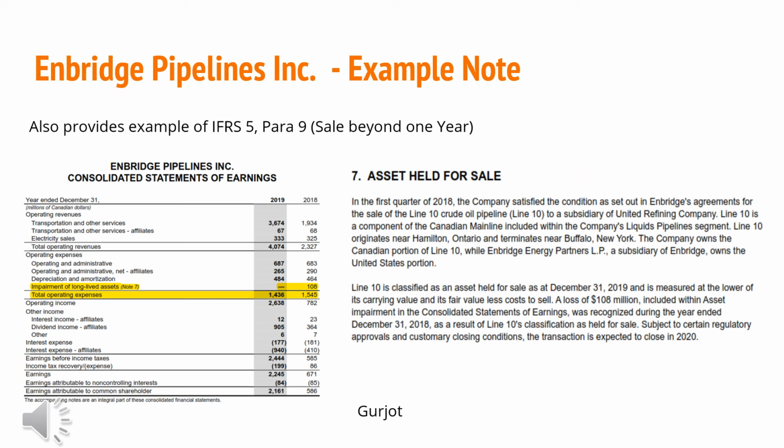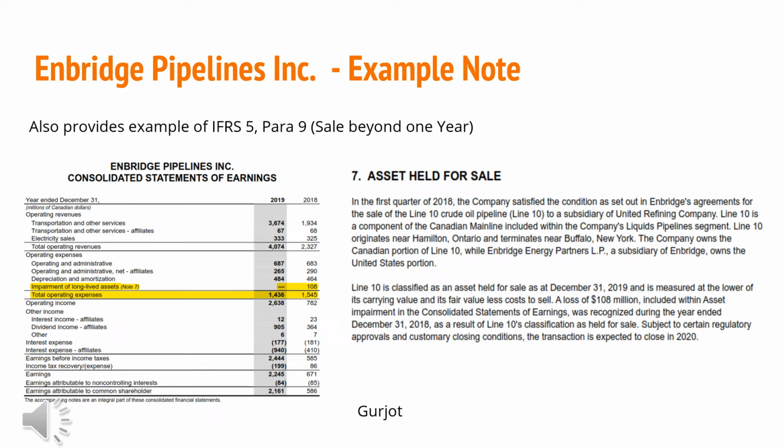This follows from the last slide, where the company recorded the assets held for sale in 2018 and 2019, and they also recorded the impairment loss in 2018 coming from the sale of this asset. Also, this provides an example of paragraph 9, where the sale goes beyond 1 year.